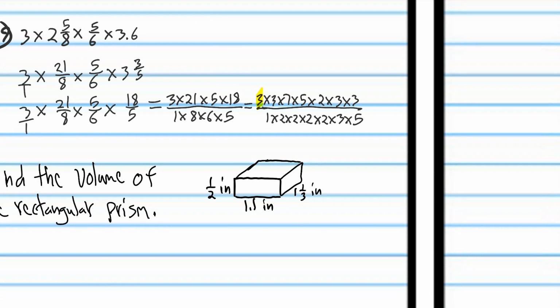All right, so 3 down up here, 3 down there. I can cancel out those. We have a 2 up here and a 2 down here. And let's see, we have a 5 and a 5, so we can cancel those out. And I think that's about it. So now we have to multiply straight across. So 3 times 7 is 21, times 3 times 3, which is 9. So 9 times 21 is going to be 189. And you can do that off to the side if you want. And 2 times 2 times 2 is 8. So we end up with 189 over 8.